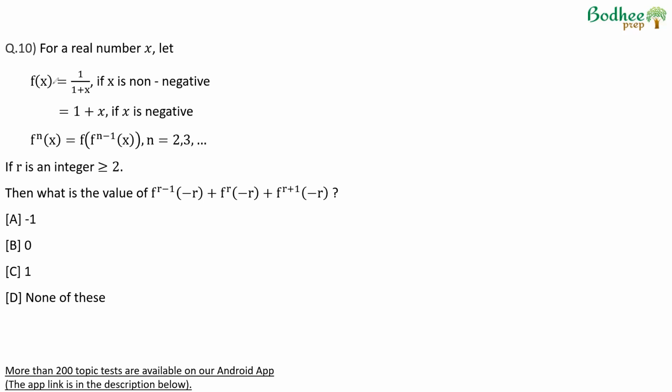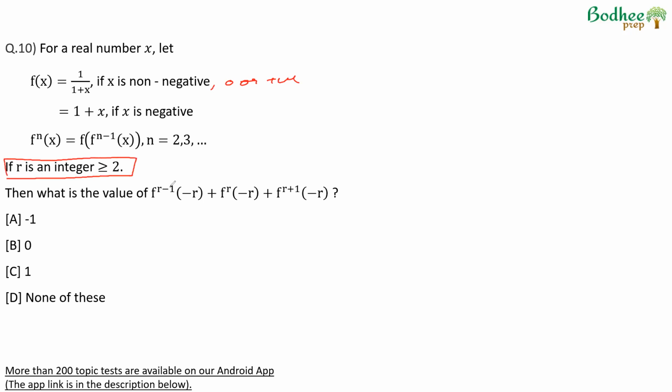For a real number x, let f(x) be defined such that it is 1 upon 1 plus x if x is non-negative, that is 0 or positive, and 1 plus x if it is negative. And iteratively, f_n(x) is f(f_{n-1}(x)), where n is 2, 3, 4, and so on.